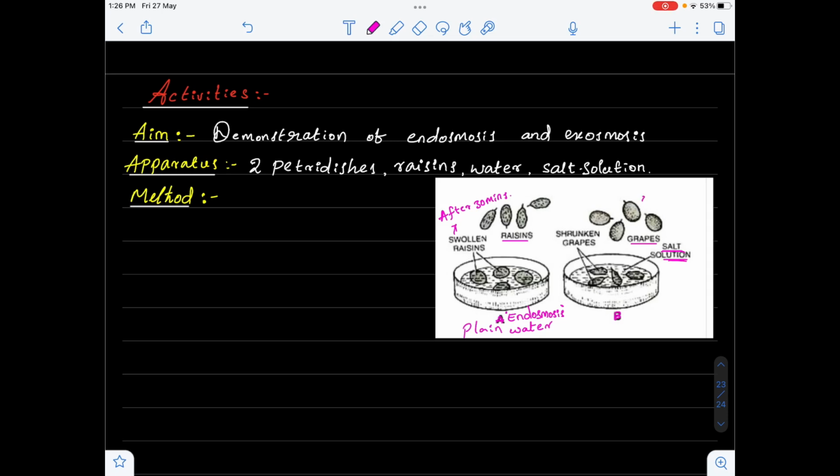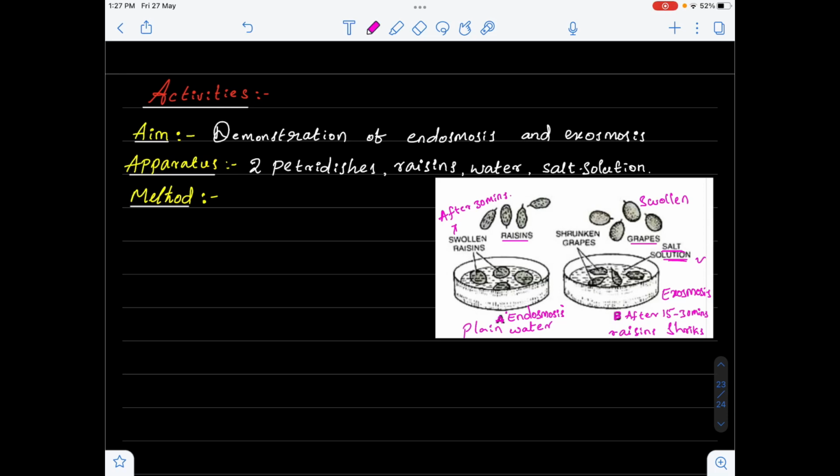When we place these swollen raisins in the salt solution, after 15 to 30 minutes, the raisins will shrink. So this shrinking of raisins when they are placed in salt solution is due to exosmosis. So what is meant by exosmosis? The osmotic exit of water from a cell or a system.